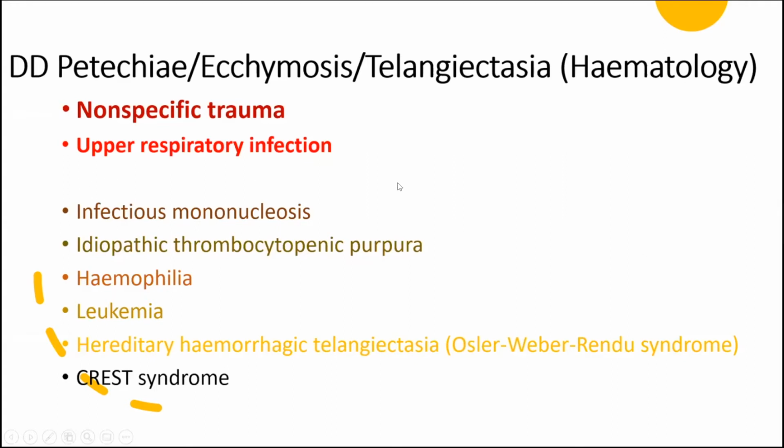It can be upper respiratory tract infection, and also some other conditions can present with these red lesions, like infectious mononucleosis, idiopathic thrombocytopenic purpura, hemophilia, leukemia, hereditary hemorrhagic telangiectasia, which is otherwise called Osler-Weber-Rendu syndrome, and CREST syndrome, which is the limited cutaneous form of systemic sclerosis, and CREST is an acronym for, I think it's calcinosis, Raynaud's phenomenon, esophageal dysmobility, sclerodactyly, and T stands for telangiectasia.